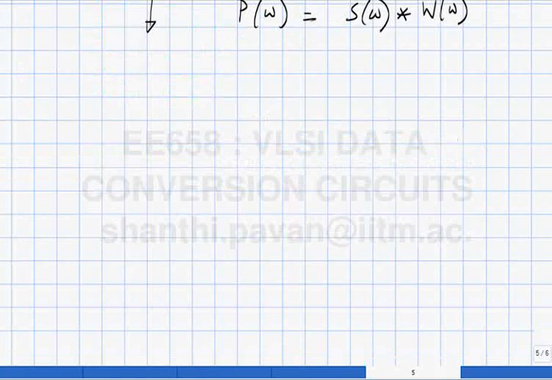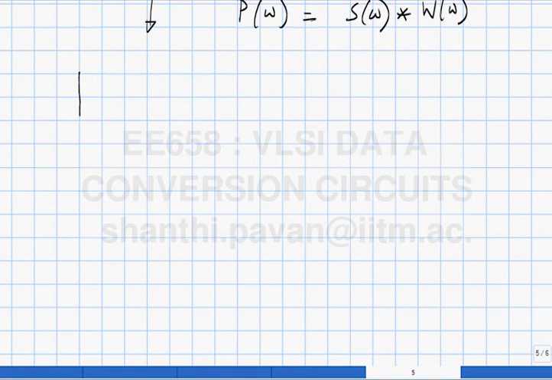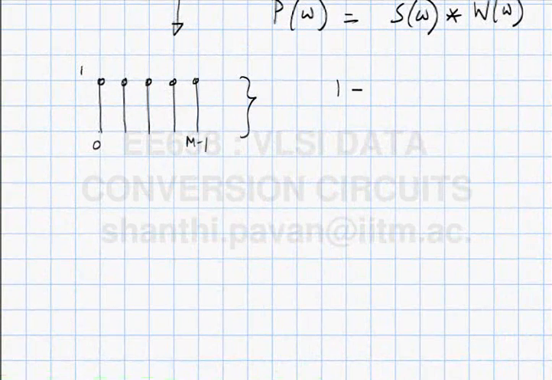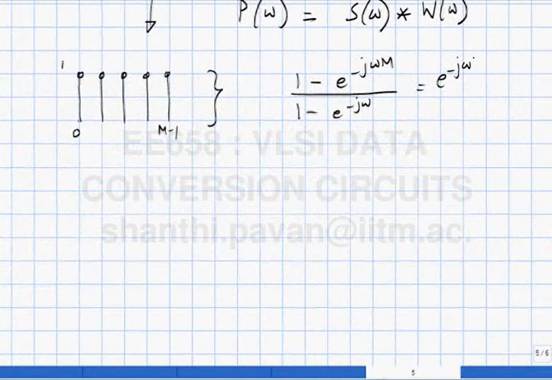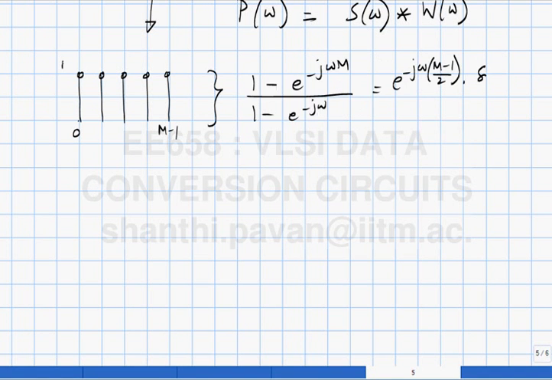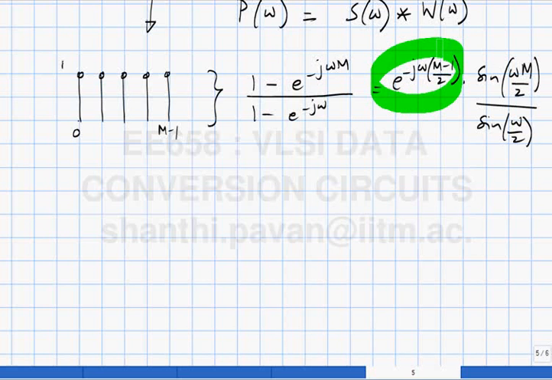Okay. So let's find the Fourier transform of the window function. It's 1 minus e to the minus j omega m divided by 1 minus e to the minus j omega, which is e to the minus j omega times m minus 1 by 2 times sine of omega m by 2 divided by sine omega by 2. Okay. Intuitively, can you tell me why this term makes sense?